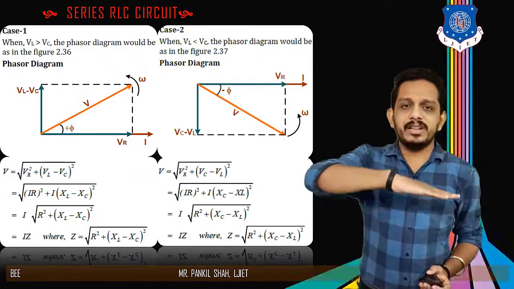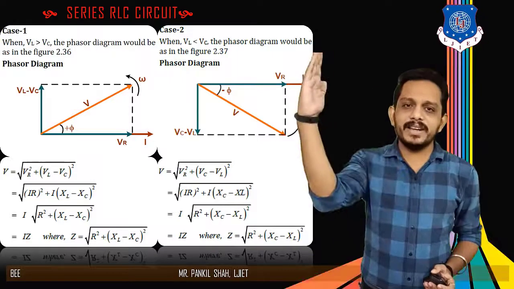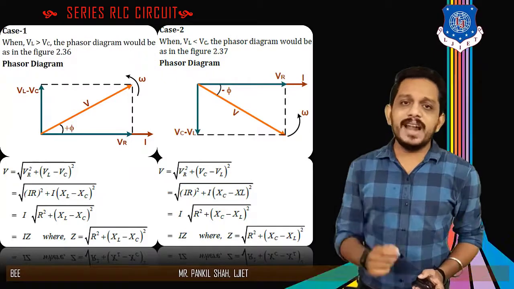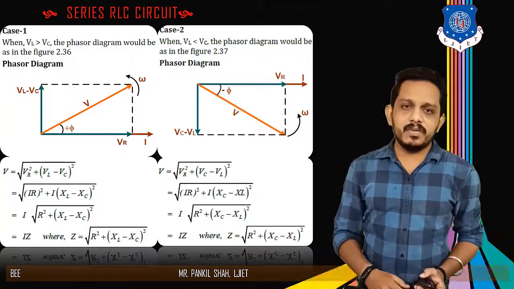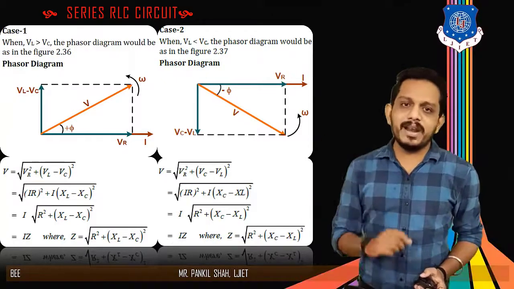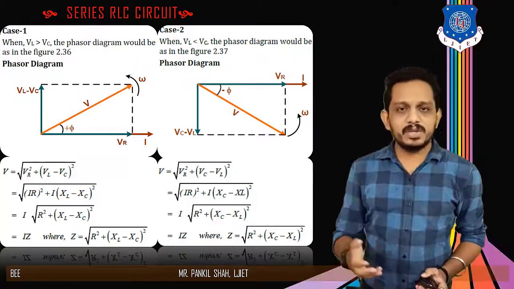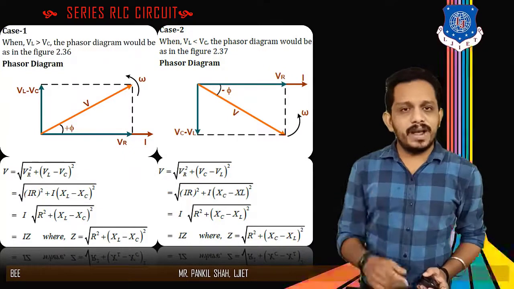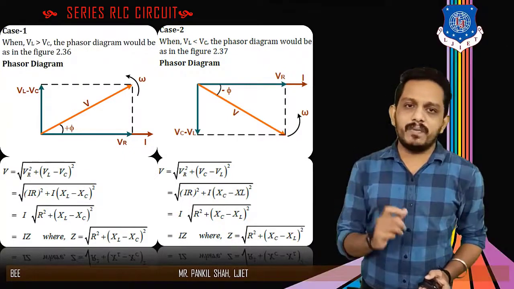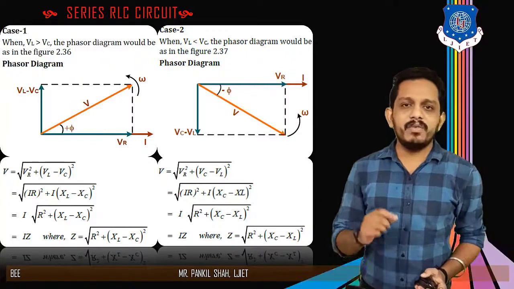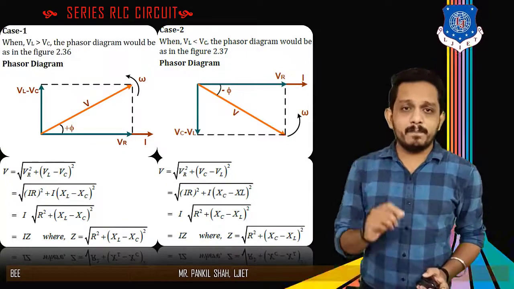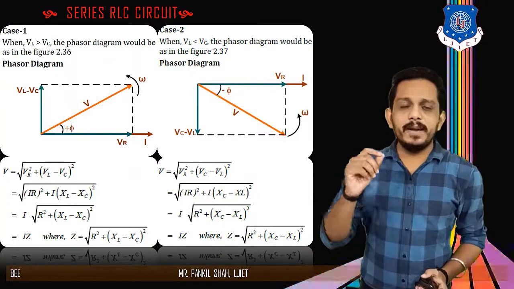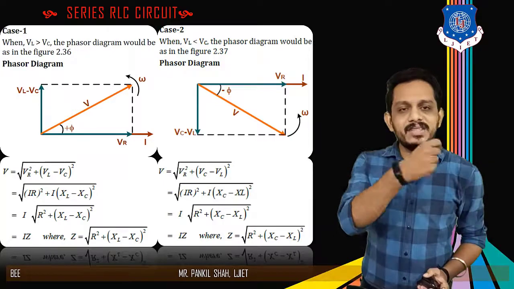In the voltage triangle there is VR, there is VL minus VC, and there is a diagonal which is the total voltage V. So we can apply Pythagoras: V is equal to the square root of VR squared plus (VL minus VC) squared. Now let's put in the values of VR, VL and VC. The value of VR is I into R, because V equals IR, so here it will be (IR) squared, plus in brackets VL minus VC whole squared, so it will be (IXL minus IXC) whole squared.